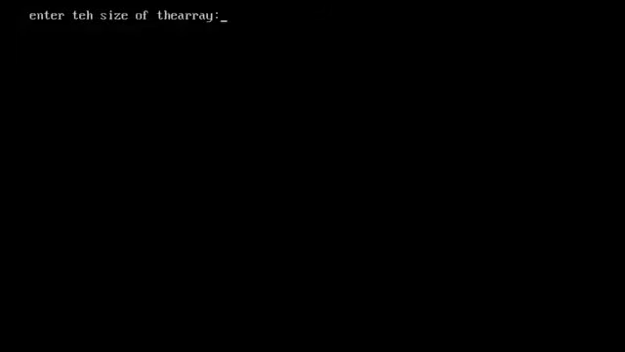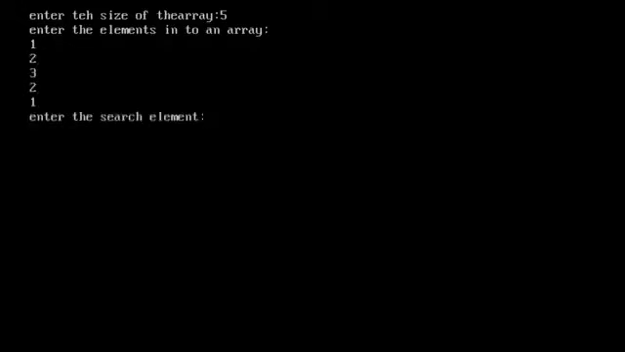So enter the size of the array. Is there a spelling mistake? Yeah, we can change it later. So 5. The elements are 1, 2, 3, 2, 1, and the searching element I'm giving is 2. So the frequency of 2 is 2 because 2 is repeated 2 times in the given array. So it's showing the frequency of 2 is 2.